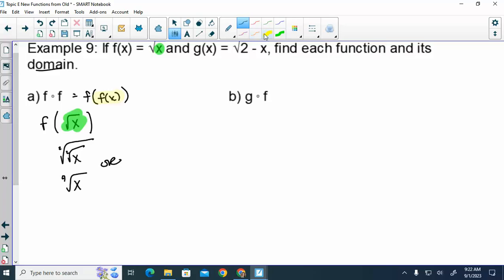We have to check the inside and the final answer. Now in this case, they're pretty similar. This one, we had a square root of x. What do we know about square roots? So we know right now x is greater than or equal to 0. Final answer, it's a fourth root. What do we know about that? Same thing. So my domain would just be 0 to infinity.